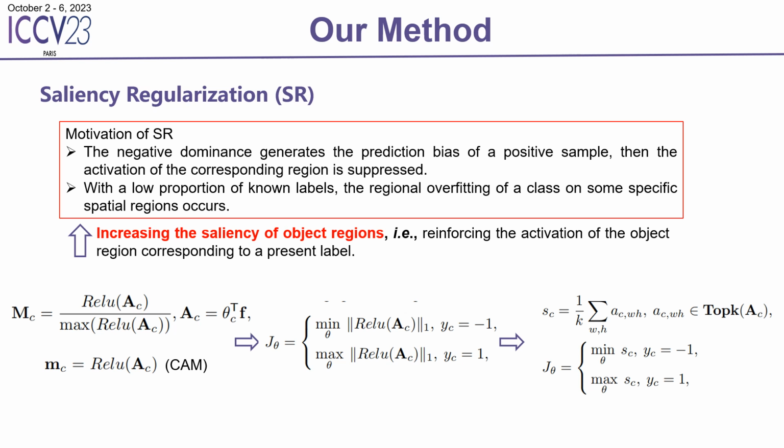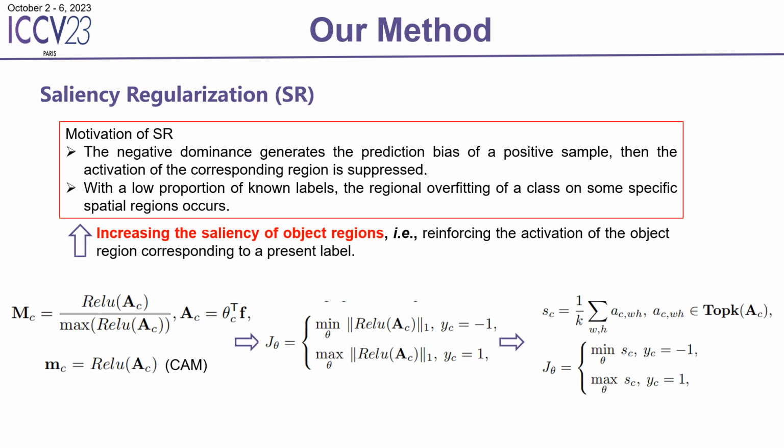With a low proportion of known labels, the regional overfitting of a class on some specific spatial regions occurs. To mitigate the negative dominance, reinforcing the activation of the object region corresponding to a present label is desired, thus we use heat maps to model the saliency of the object region. For convenient and meaningful optimization, CAM is utilized. The resulting optimization problem is J(θ).